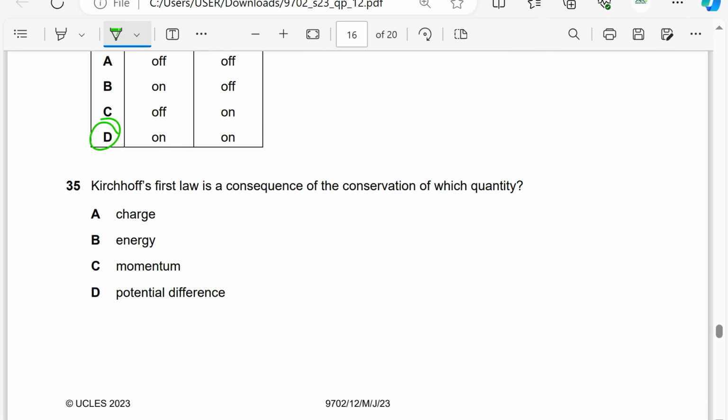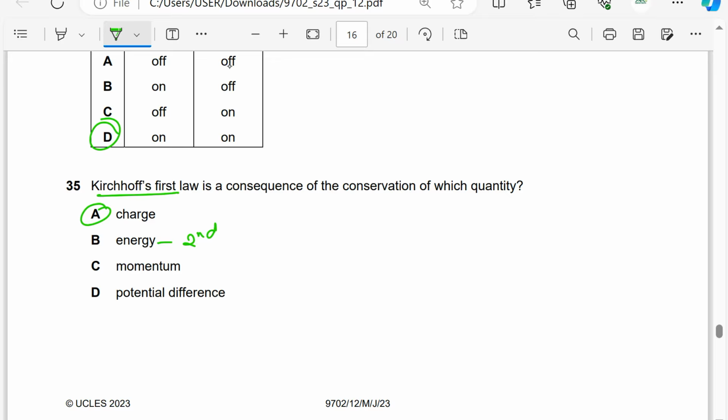Kirchhoff's first law is a consequence of the conservation of which quantity? So first law is charge, second law is energy. First law is conservation of charge. The sum of currents into a junction equals the sum of currents out of the junction. Remember, current is the rate of flow of charge. So first law is conservation of charge.